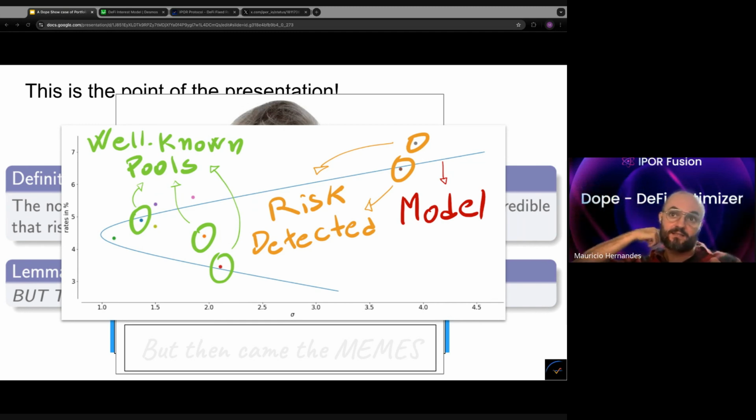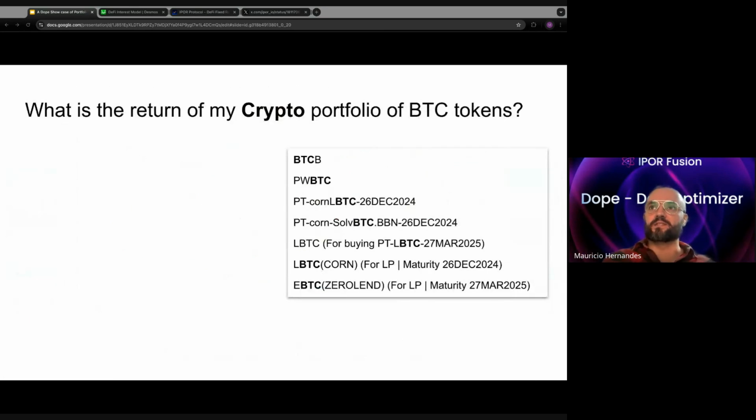So I think a lot of this tooling is going to be very important, not for the existing pools, but in the very near future. Like next year, you can already start using these tools.